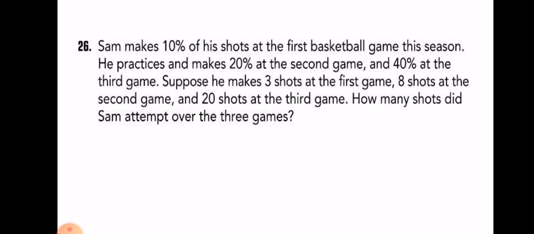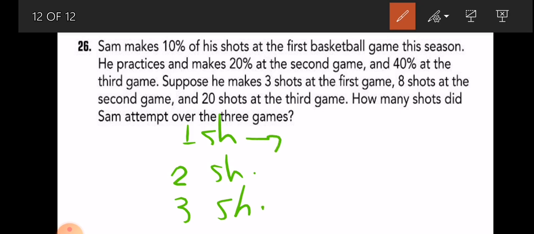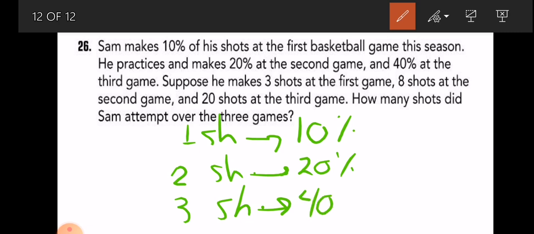Okay, let's get the information out of the question. He has first shot, second shot, and the third shot. Okay, the first shot was what? 10%. He did 10% of it. On the second shot, 20%. On the third shot, 40%.